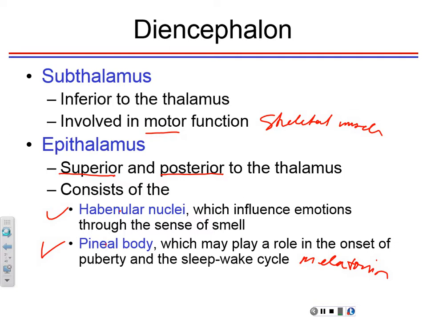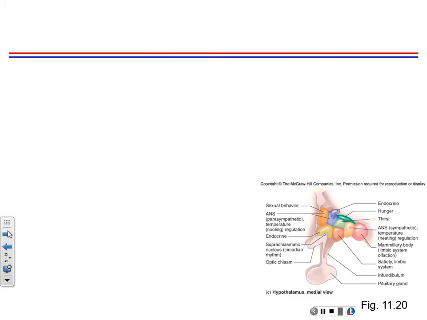Okay, so sense of smell and emotions due to that, and then here sleep-wake cycles and the events that happen in puberty when you start to secrete more hormones and things like that. Okay, so that's the epithalamus.